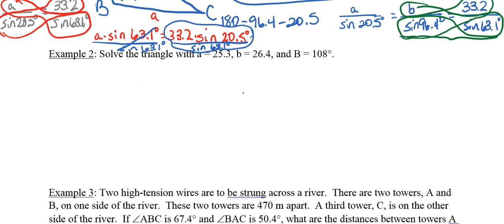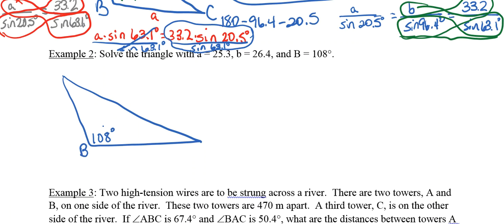So we're going to go ahead and try that again. I notice this time I have two sides and an angle. So I do have an obtuse angle, so I'm going to make an obtuse triangle. This is 108, which is angle B. So this must be side B, which is 26.4. It doesn't matter who you make A and C. Just make sure whoever you make A, across from it is side A, and then that would be side C there.